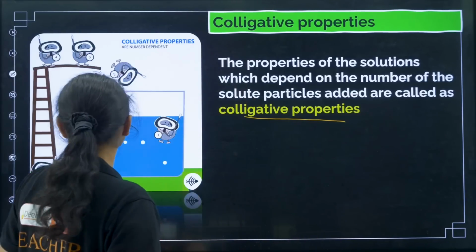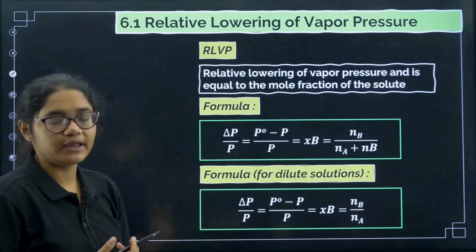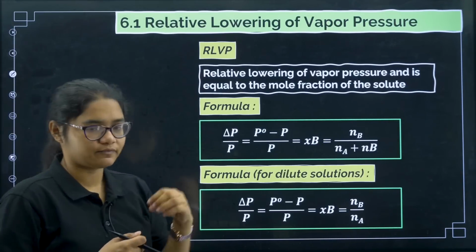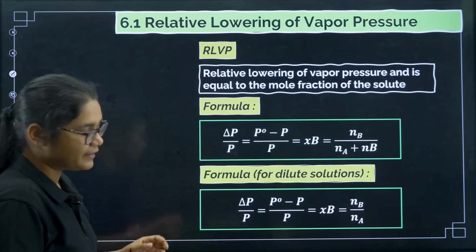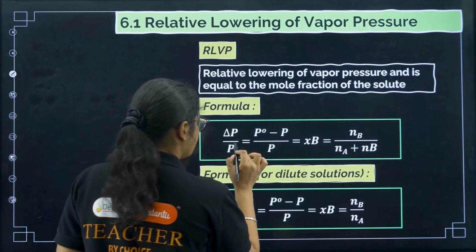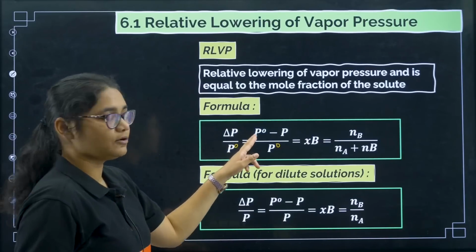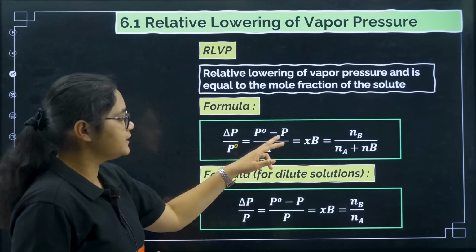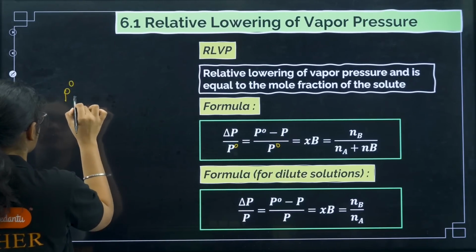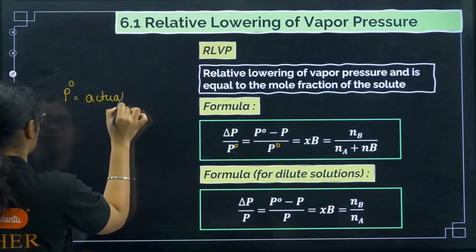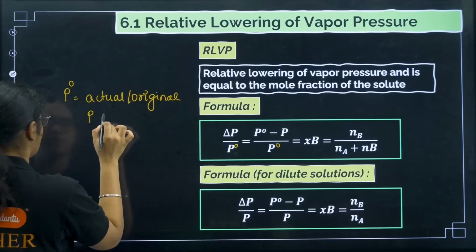Now suppose you have relative lowering of vapor pressure. Now what is this relative lowering of vapor pressure? When you add a solute to the solution, the vapor pressure decreases. How do we calculate that? Delta P by P naught is equal to XB. So what is P naught? P naught is the actual pressure of the solvent. P is the pressure of the solvent after adding solute. So P naught is the original pressure of the solvent.